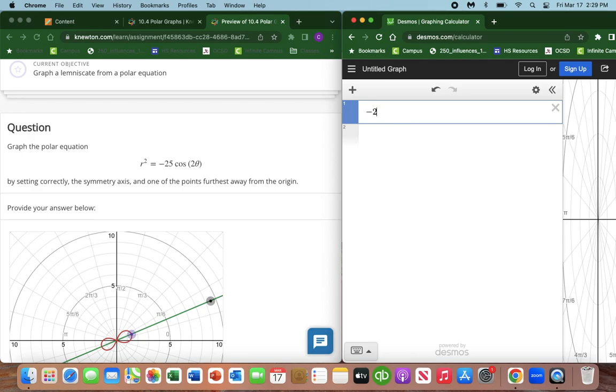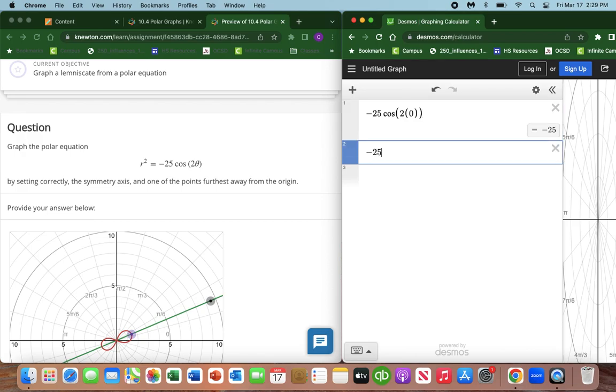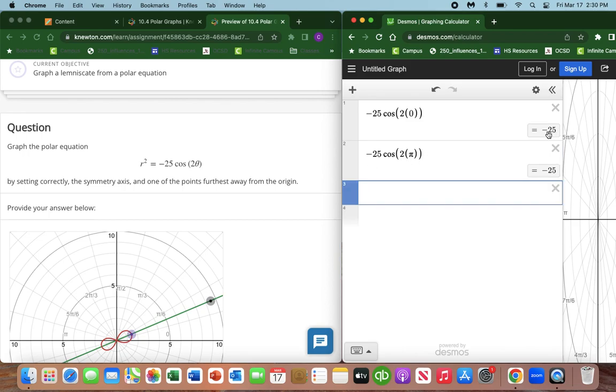So we're going to say negative 25 cosine of 2 theta. This time I might still want to plug in 0. Yeah, we'll plug in 0, but then we're going to plug in pi. And notice both of those are giving you negative 25. Well, I have r squared here, so the radius squared is equal to negative 25. Both of those are undefined. So these two values, 0 and pi, will not work.